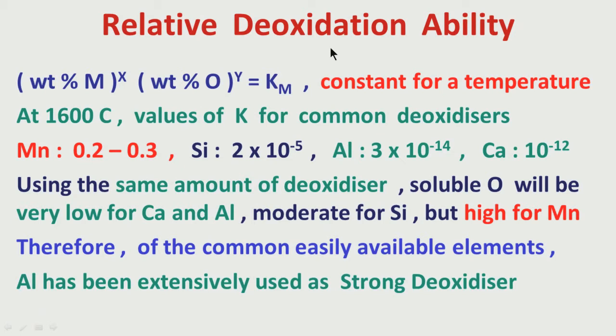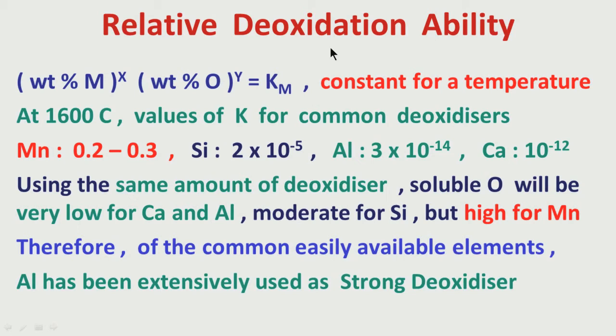Why do we say that aluminum is a good deoxidant, manganese is not a good deoxidant, silicon is a moderate deoxidant, and calcium is also a good deoxidant? What are the quantitative figures? How can we be sure? Yes, let us go into this aspect now.